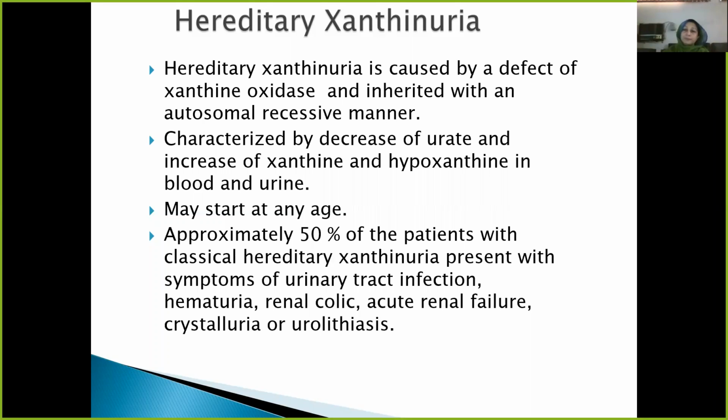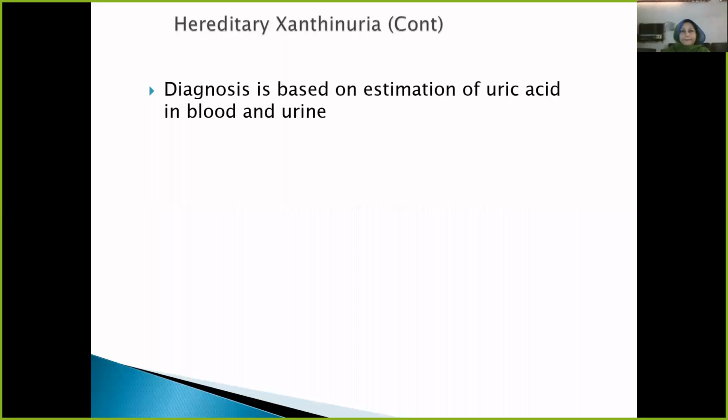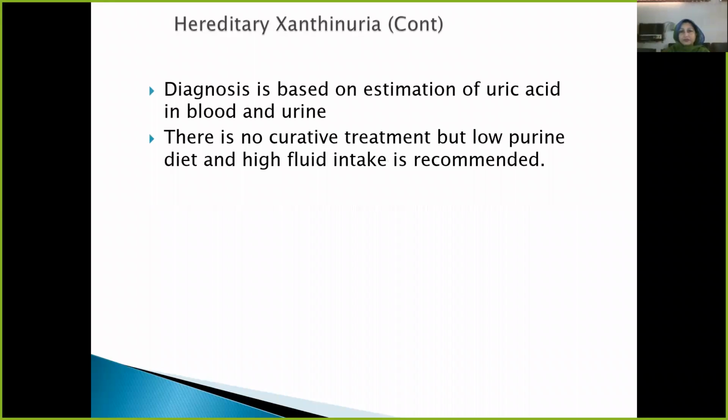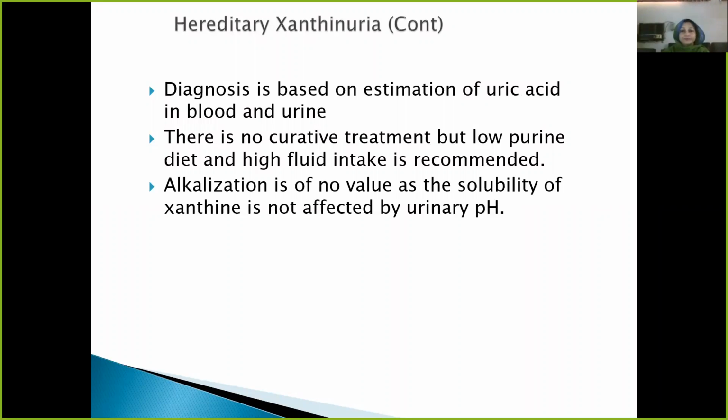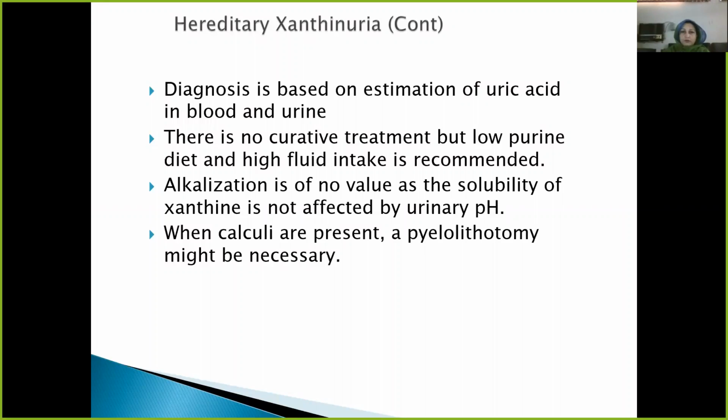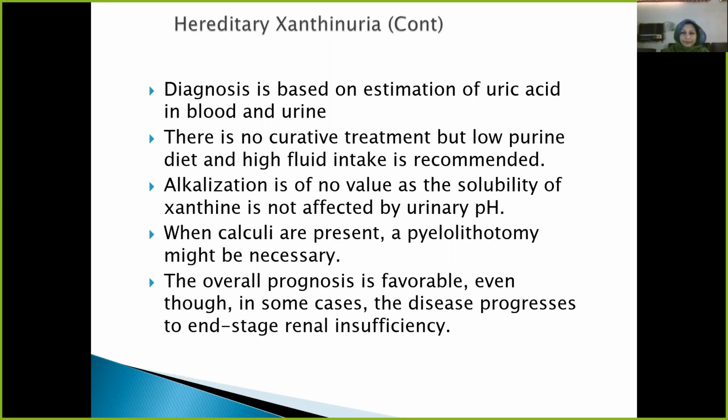Approximately 50% of the patients with classical hereditary xanthinuria present with symptoms of urinary tract infection, hematuria, renal colic, acute renal failure, crystalluria, or urolithiasis. Diagnosis is based on estimation of uric acid in blood and urine, and there is no curative treatment, but low purine diet and high fluid intake is recommended. Alkalinization is of no value as the solubility of xanthine is not affected by urinary pH. Sometimes pyelolithotomy is necessary. Overall prognosis is favorable.